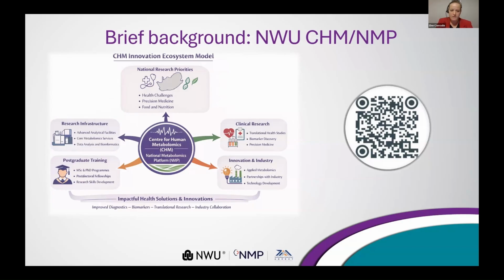We also have funding from government for metabolomics expertise, so we are also known as the National Metabolomics Platform in South Africa. This is just in a nutshell who we are. I've included the link to our website there so that you can see the different diagnostic tests that we offer, as well as research opportunities that we have available, and a little bit more about the platform. You're welcome to scan the QR code if you want to find out more, and our contact details are also on the website.